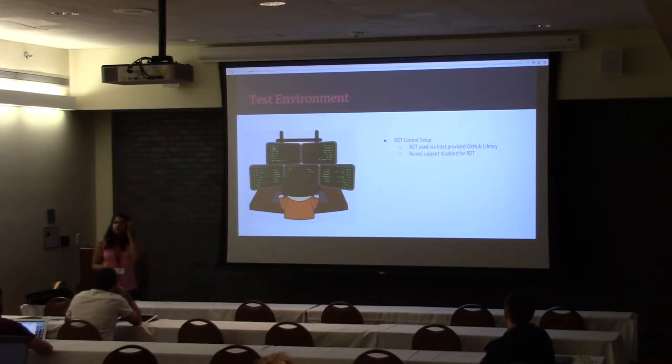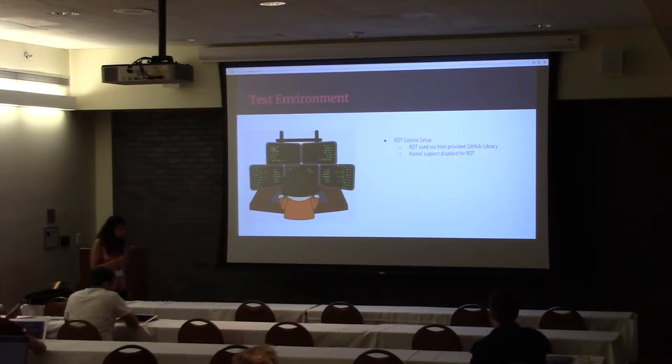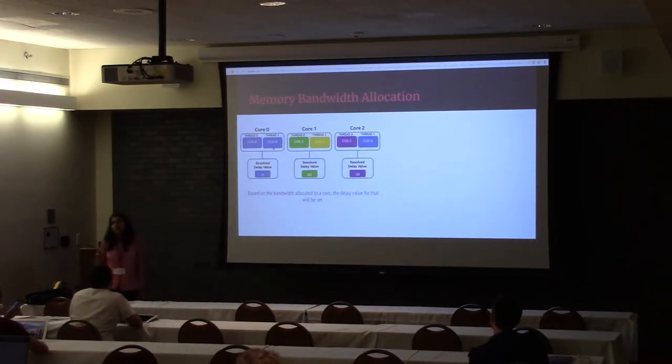Lastly, the resource director technology, or the RDT, there are two ways to control it. The one that we're using is an Intel library on GitHub, which lets you change the MSR registers and set this thing up. The other is via the kernel, which exposes a file system interface, which lets you also manipulate this. We have currently turned that off because we didn't want multiple ways to control the same registers and not be able to make sure that if one of them was changing, the other wasn't doing anything. For the rest of the presentation, even though RDT has multiple features, I'll be focusing only on one of them, which is the memory bandwidth allocation.